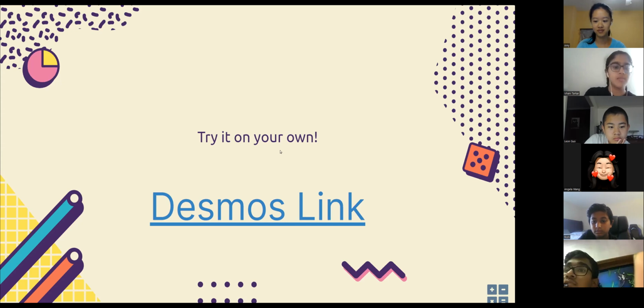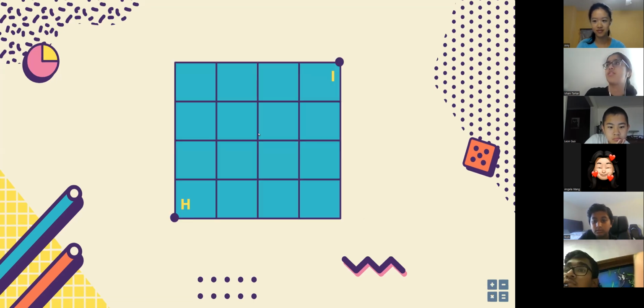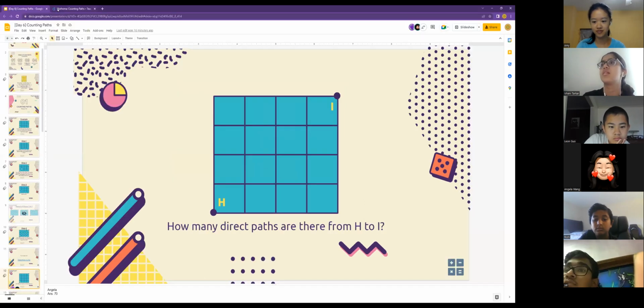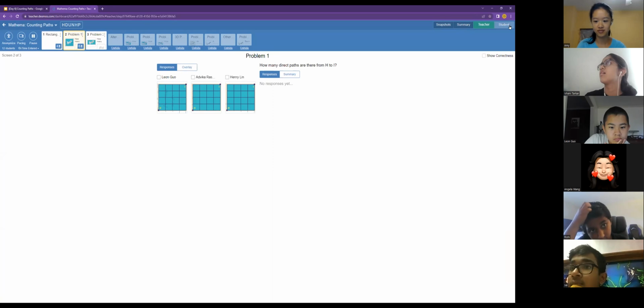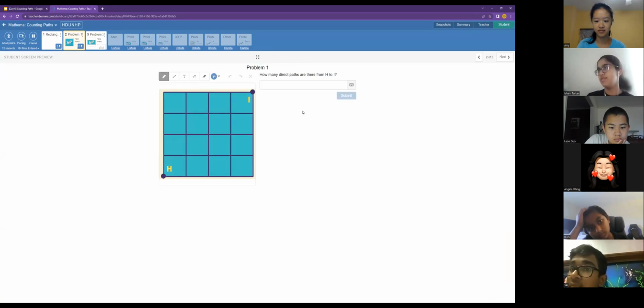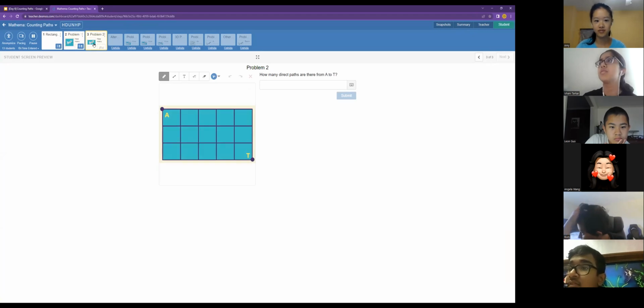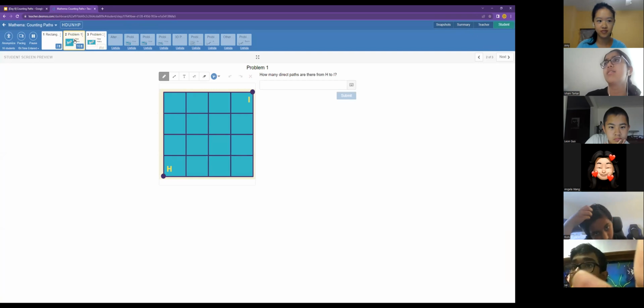Let me just, okay, so this is going to be the first problem you all are doing. How many direct paths are there from H to I? I'm just going to show you the student view. You have 2 problems that you're going to solve. So this and this, write down.